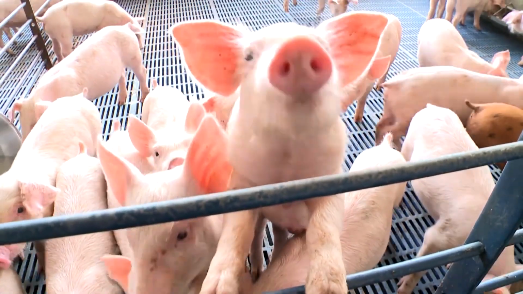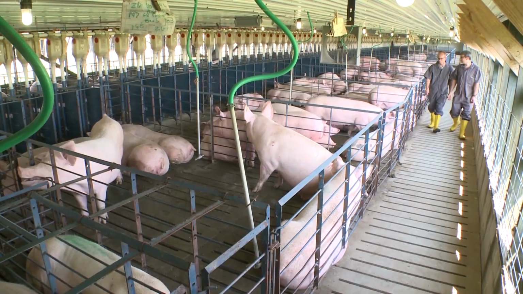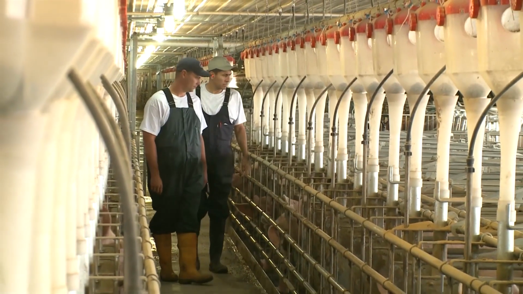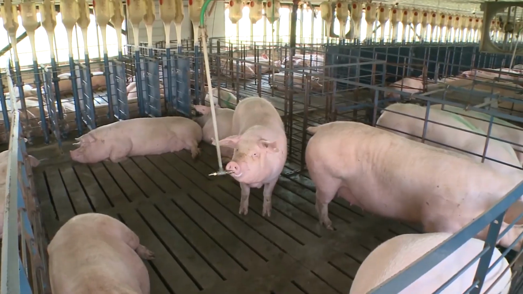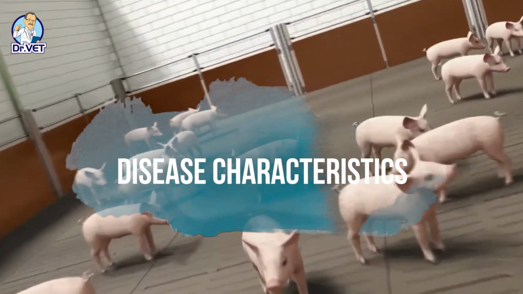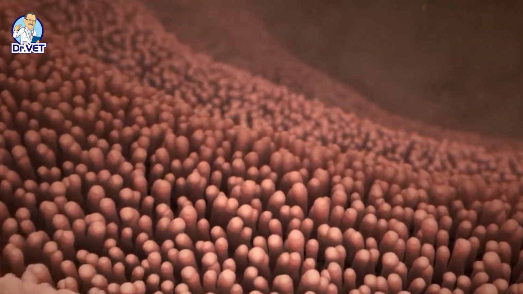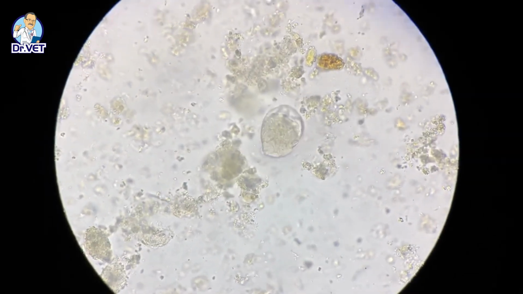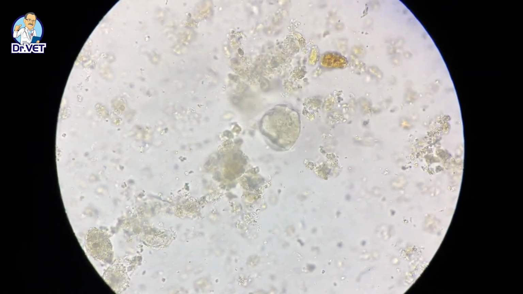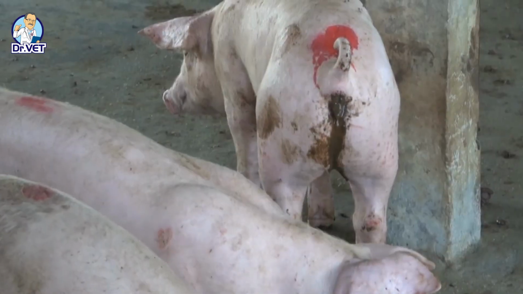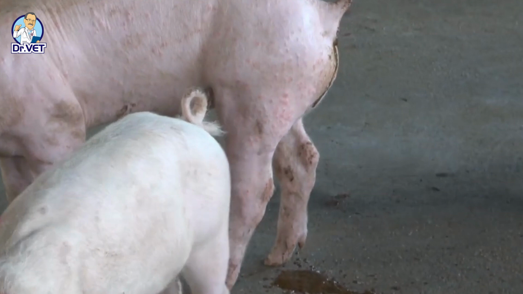Today, Dr. Vet will introduce a very common disease in weaned pigs and porkers, which is gray diarrhea in pigs, caused by Balantidium coli. 1. Disease characteristics. The disease is caused by the Balantidium coli ciliate. They are a type of intestinal single-celled parasite. They cause abdominal pain and diarrhea in pigs, and they can also cause disease in humans and mammals.